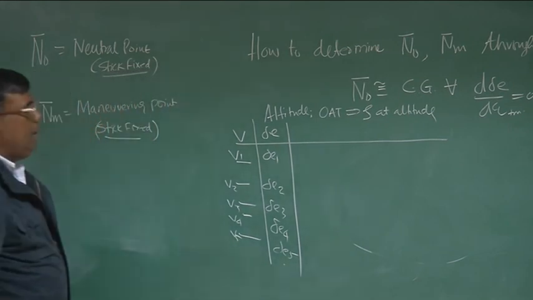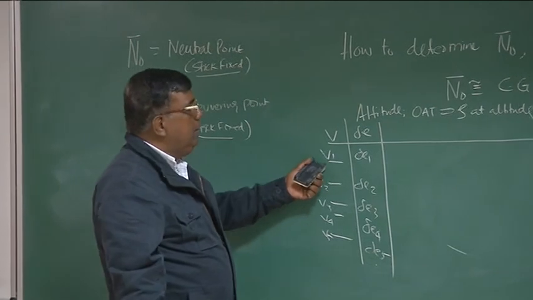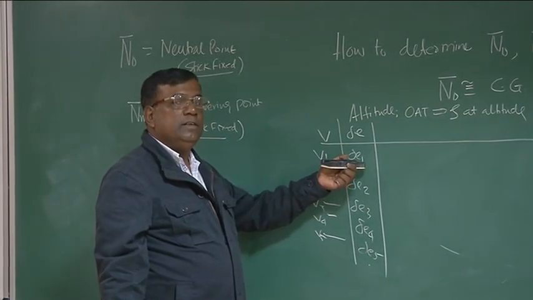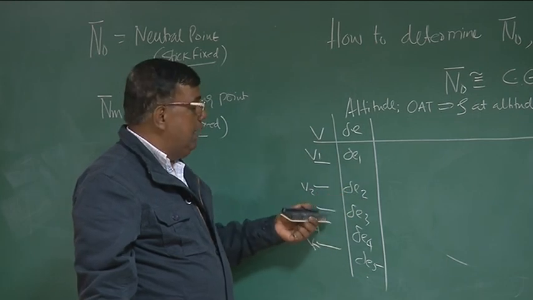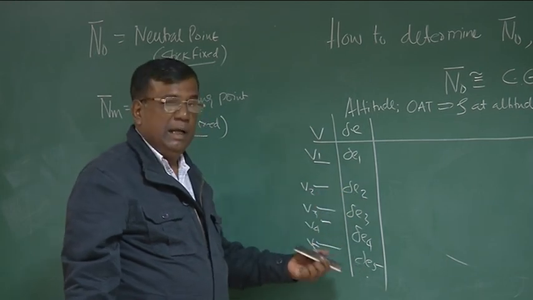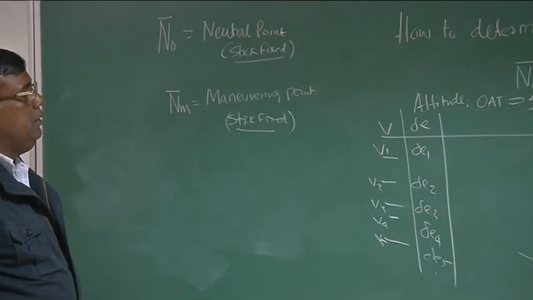So I repeat: I will go to an altitude, I'll fly at a particular speed and note down the elevator deflection given for trim. Similarly for V2, what is delta E2, like that up to V5, what is delta E5. I can take 6, 7, 8, 9, 10 readings, whatever is possible.